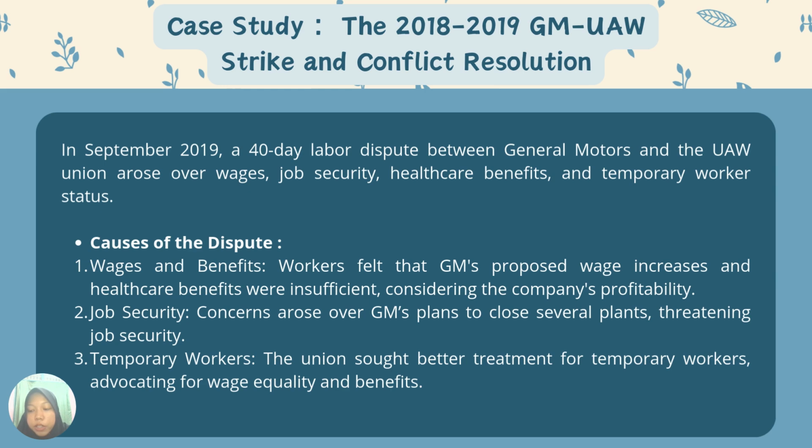The strike was primarily driven by three major issues. First is wage and benefits, where workers felt that GM's proposed wage increases and healthcare benefits were insufficient, considering the company's profitability. Second is job security. Concerns arose over GM's plans to close several plants, threatening job security. And the third issue is temporary workers. The union sought better treatment for temporary workers, advocating for wage equality and benefits.